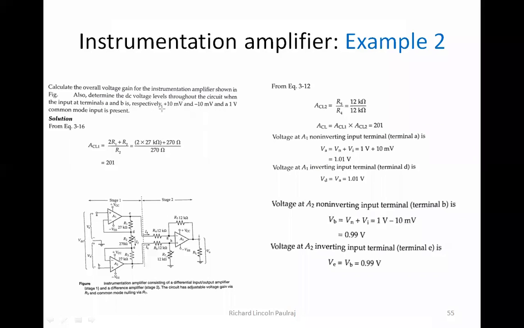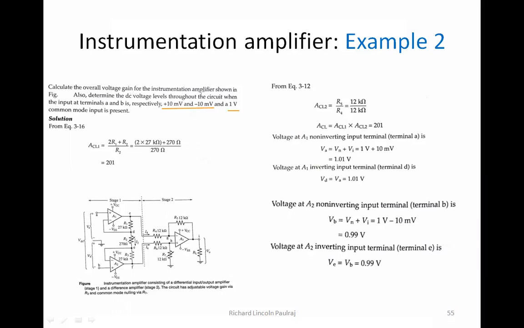So I have the first part here, which is 10 millivolts at terminals A and B. So A and B will have plus 10 and minus 10. See, I have minus here, I have plus here, so that's why it's called differential inputs. And a 1 volt common mode input is present. Okay, so this is a little bit tricky. Now we're going to have 1 volt as common mode input, and we're also going to calculate for plus 10 and minus 10 millivolts.